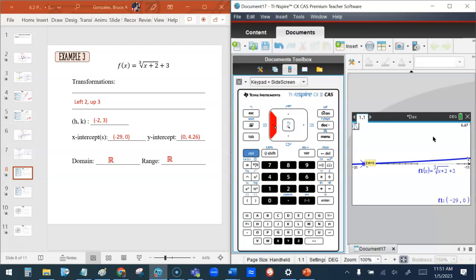Cool. What's another name for a root? X-intercept. What else? Zero, solution. Root, zeros, solutions, x-intercepts. You got to know they're all the same thing. Okay? That's Algebra 1 stuff.